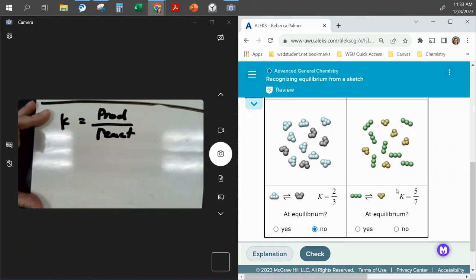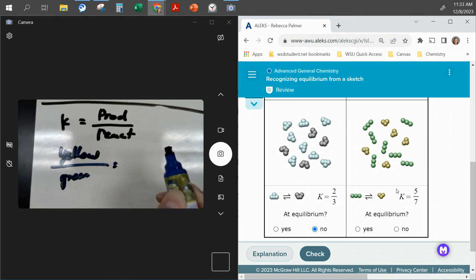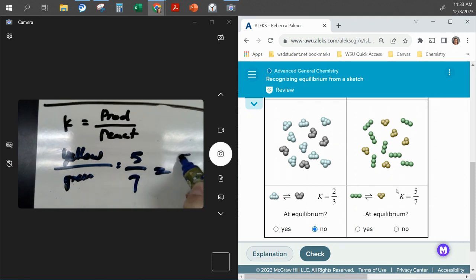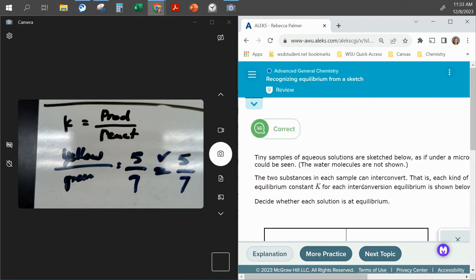Okay, let's do one more of these. So the last one says yellow over green. There are 5 yellows and 1, 2, 3, 4, 5, 6, 7 green ones. And our equilibrium expression should be 5 over 7 if it's at equilibrium. That's true. So this one is at equilibrium. Yes, that matches. Does that make sense? All right. If it simplifies and it matches, it's fine too.